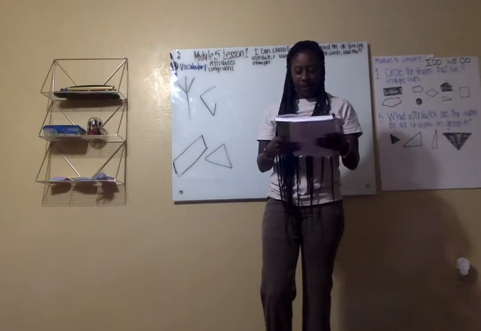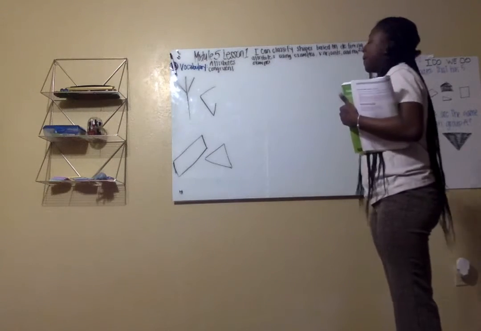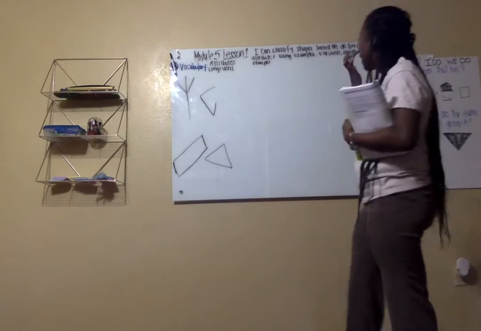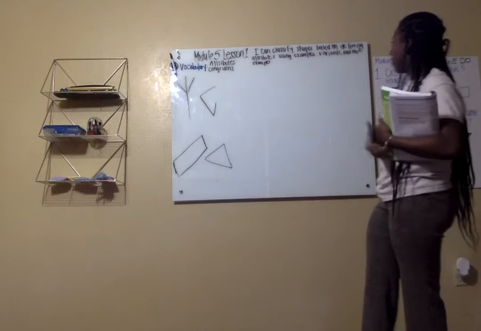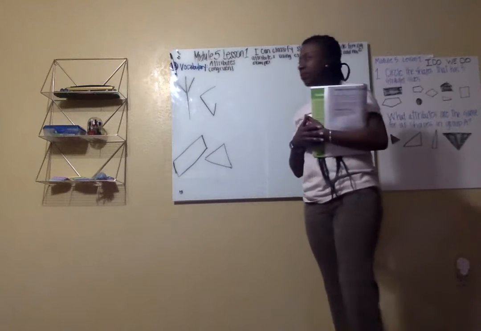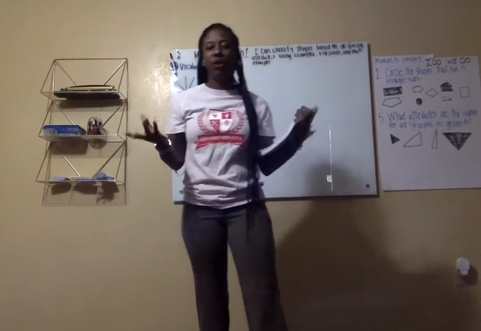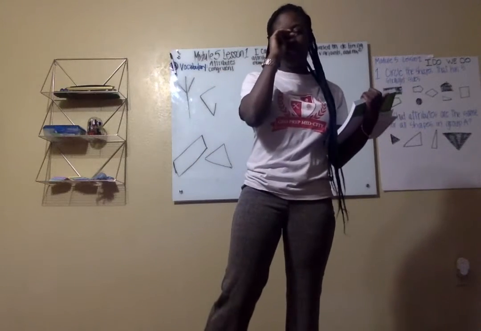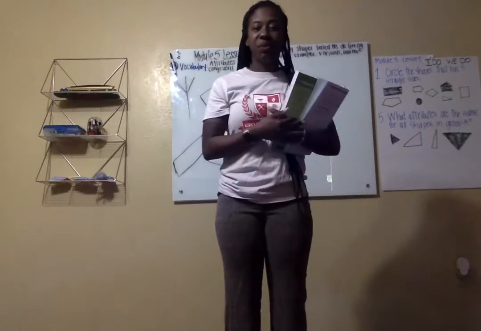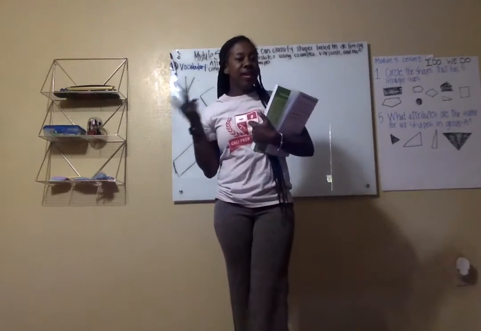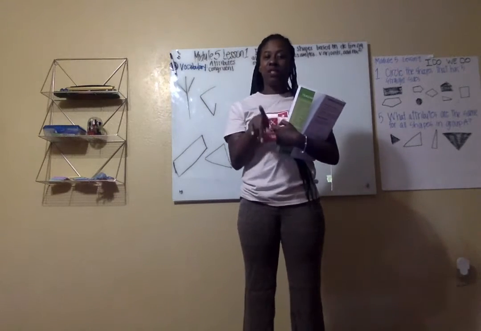So repeat after me. I can classify shapes based on defining attributes, using examples, variations, and non-examples. So I'm going to, of course, shorten this lesson up. It's not going to be the full and whole lesson, but I do want you to get a gist of what you're supposed to know. So one thing I want you to get is some paper and some pencil if you have not already had it. If you do not have it, pause me.